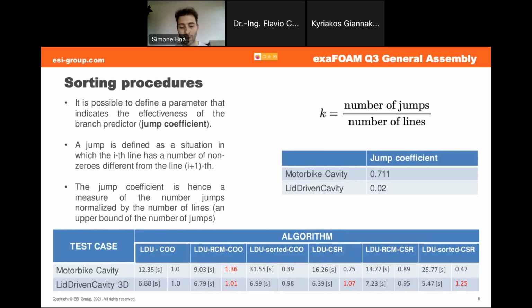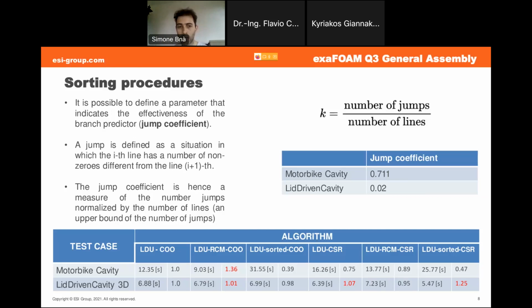So we define a parameter that we call the jump parameter or jump coefficient, which is defined as the ratio between the number of jumps and the number of rows of a matrix. How is a jump defined? A jump is a situation in which the ith row has a number of non-zeros different from the previous or subsequent row. This jump coefficient measures how many variations in the number of non-zeros there are in the matrix, normalized with respect to the number of rows.